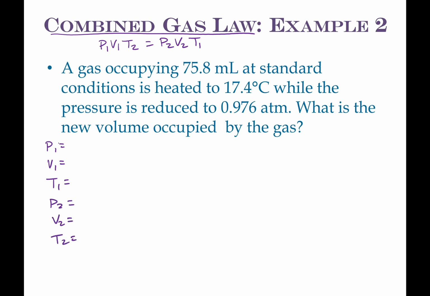Pressure 1. Volume 1, 75.8 milliliters. Temperature 1. P2, 0.976 atmospheres. What's the new volume? And the new temperature is 17.4 plus 273. So 17.4 plus 273 is going to give us 290.4.